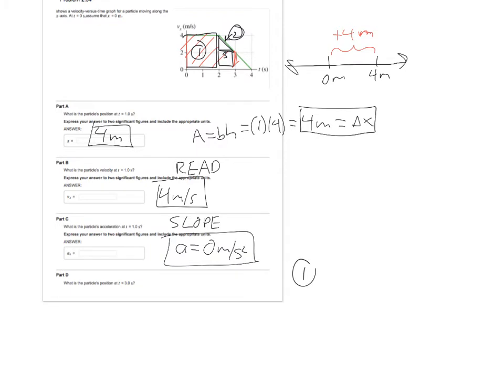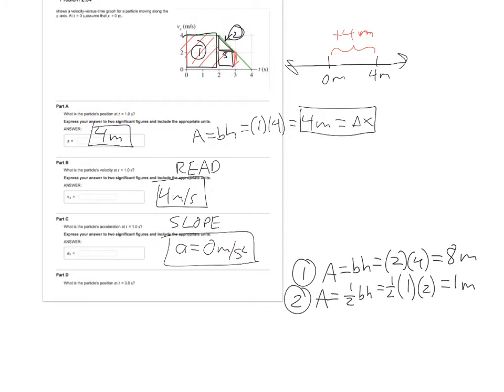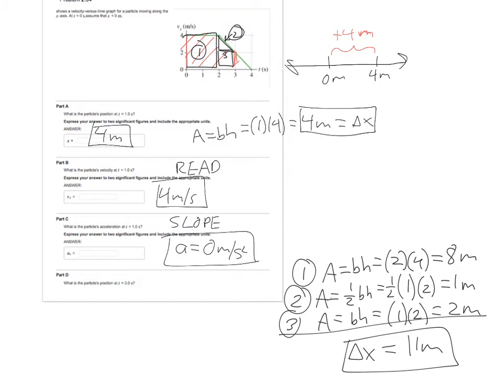So we're going to find the area for each one of those. For that first one, it's a rectangle, base of 2, height of 4, so the area is 8 meters. That second one, this triangle right in here, the area is 1/2 base times height. Base is 1, height is 2, so it's an area of 1 meter. And for that final one, that rectangle there, a base of 1, a height of 2, so our final area is 2 meters. So that means that overall our displacement from 0 seconds to 3 seconds is 11 meters. And since we started at a position of 0 meters, our displacement simply is our final position. We start at 0, we go 11 to the right, and so our final answer there is 11.